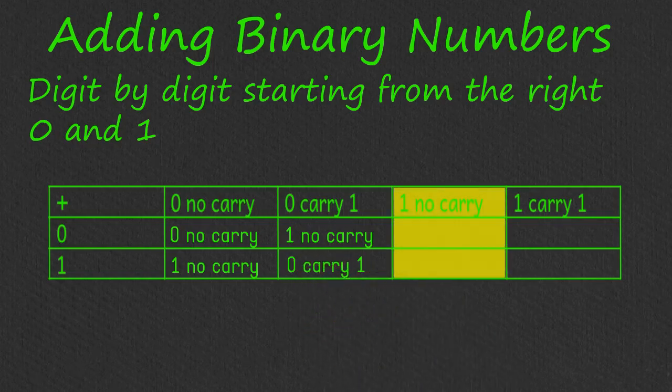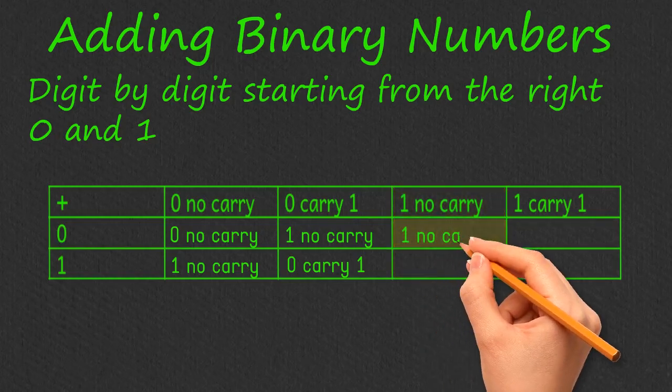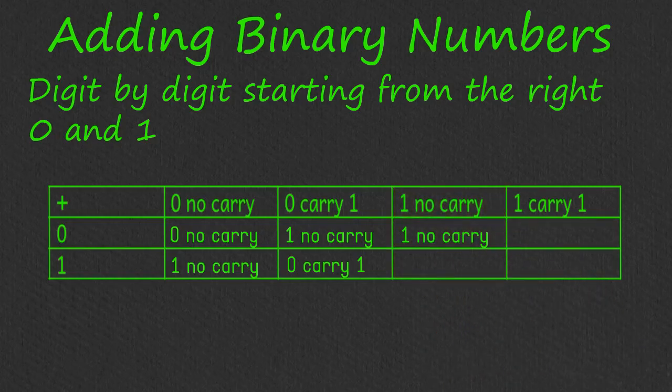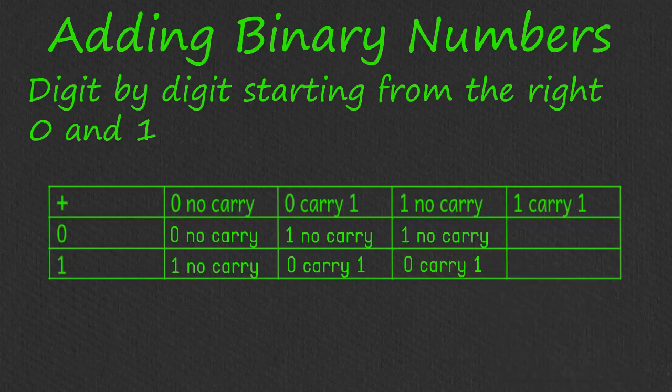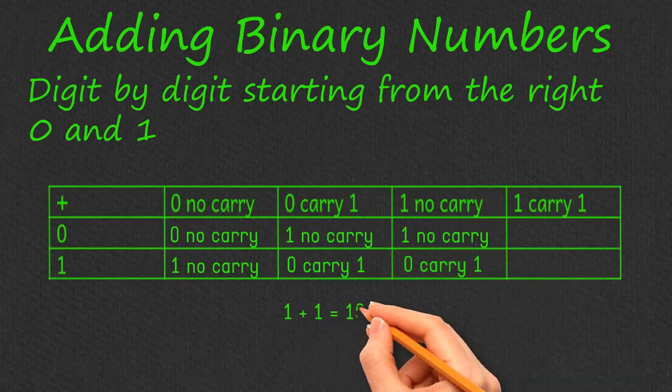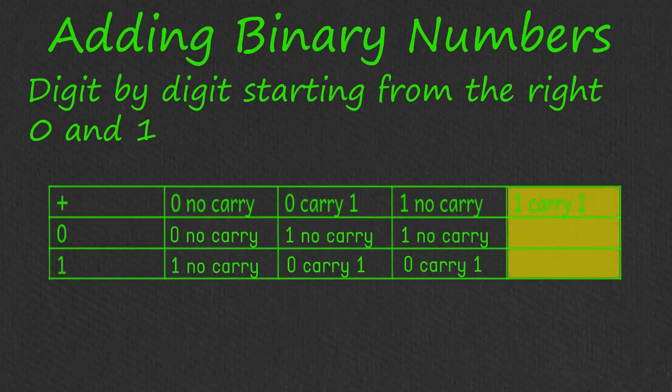Moving on to the next column. In this column, we are adding 1 with no carry to 0 and 1. In the second cell, we will get 1 with no carry, as we add 0 and 1 with no carry. However, in the third cell, we will get 0 carry 1, as we add together two 1 digits, which makes the binary 1, 0.